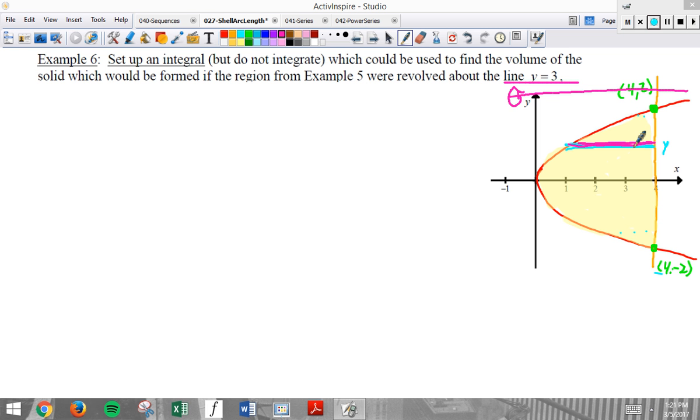Still parashell. Still a horizontal rectangle. So I'm still going to use dy. Negative 2 to positive 2 still. To cover the entire shaded area, the pink rectangle has to start down here, move up here. The radius, the distance from the axis of revolution, which is at height 3, to my pink rectangle, which is at height y, top minus bottom this time will be 3 minus y. The height of the rectangle would still be 4 minus y squared.